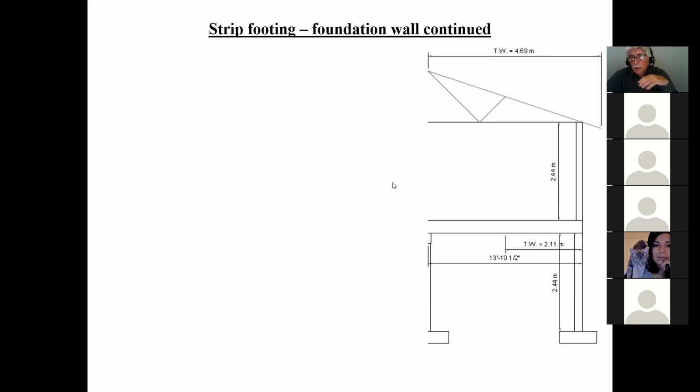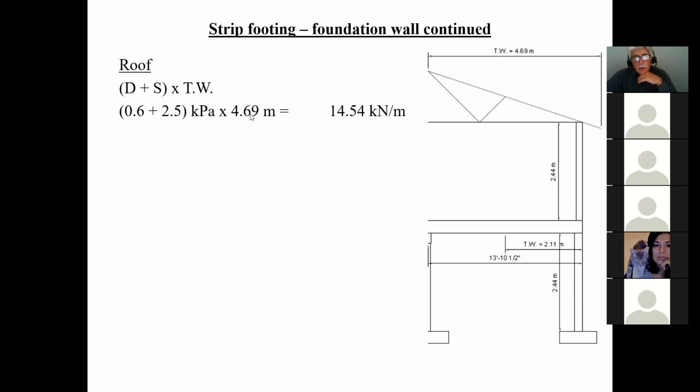So I start at the roof, I have my dead load plus my snow load times my tributary width. So I have 0.6 plus 2.5, and everything's done as specified loads. Remember, guys, because we're using q allowable. And what's my tributary width? Well, from my drawing, I see that my tributary width is 4.69 meters here. Now, of course, I was being a little too religious here. I should have used 4.7.